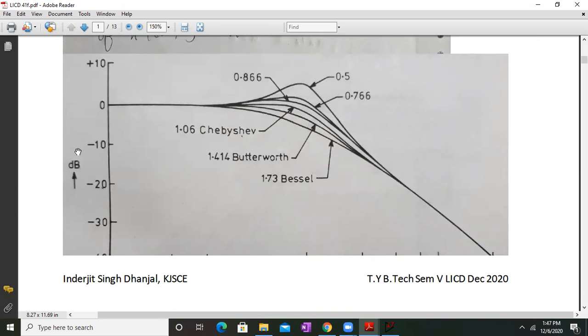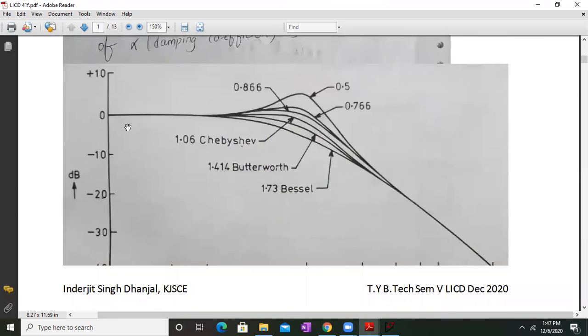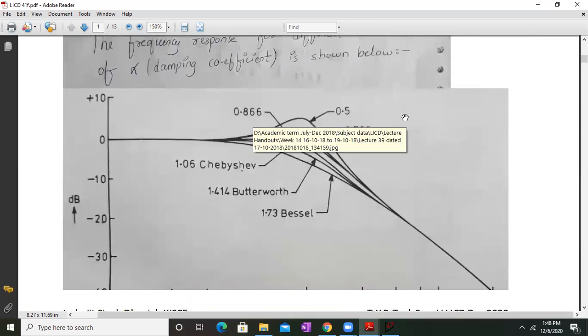As you can see, for different values of alpha, the frequency response behaves slightly differently, and there is a smooth transition from pass band to stop band for a Bessel filter. Next is your Butterworth filter where alpha is 1.414. The next is the Chebyshev filter, and next you have alpha equal to 0.866, alpha equal to 0.5. You see the quality factor is a little bit higher, and your alpha is equal to 0.766. I mean to say for different values of alpha, you have a slightly different type of frequency response.